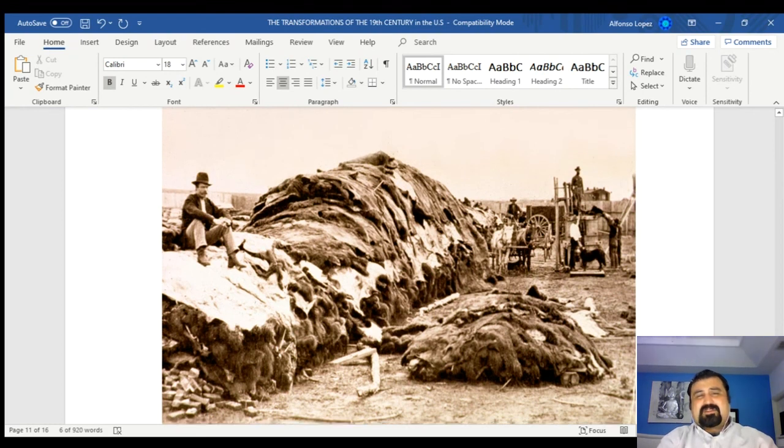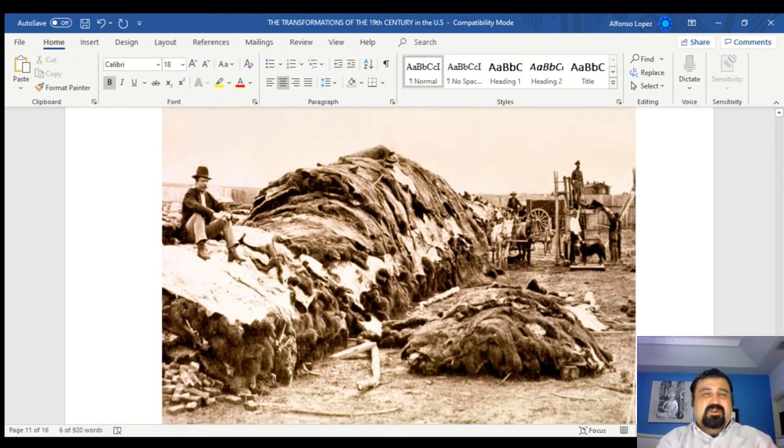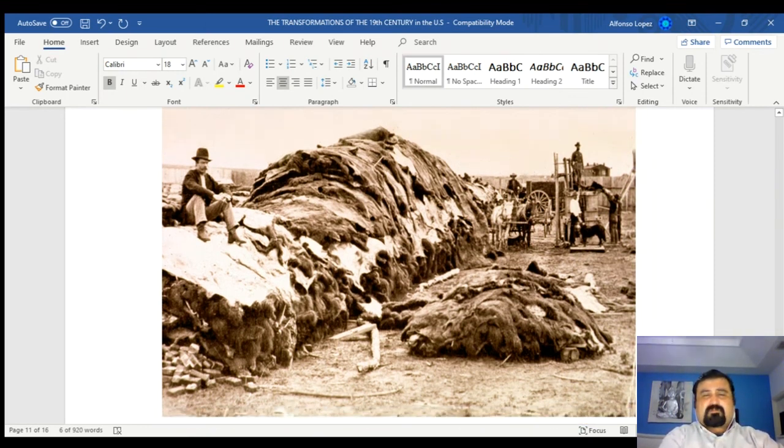Those are the merchants I was referring to, that were waiting for the buffalo hides at a meeting point. And you can see you're probably looking at hundreds and hundreds of those buffalo hides all stacked up in a huge pile, only for a merchant to pick them up, pay for them, and just take them to industries so they can be processed into clothing, by the way.